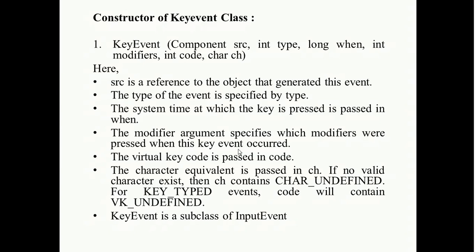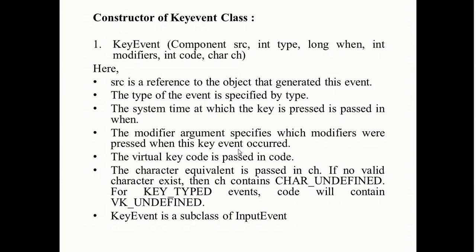Next, see the constructors of the key event class. The key event class constructor has 6 parameters. First is component source, second parameter is int type, third parameter is long when, fourth parameter is int modifier, fifth parameter is int code and sixth parameter is char ch. First is component source. The source is a reference to the object that generated this event.